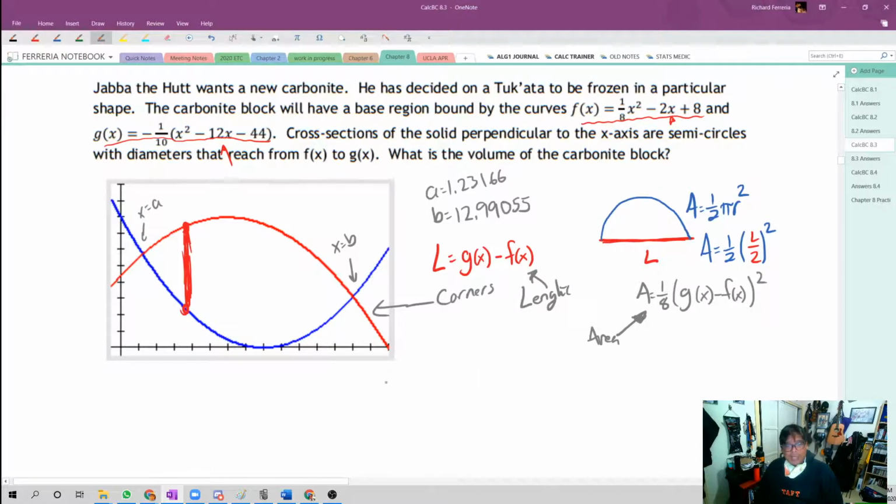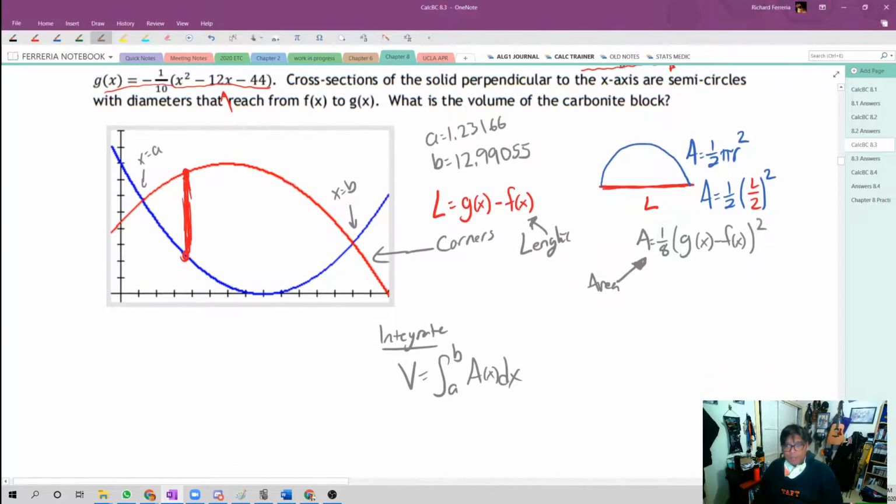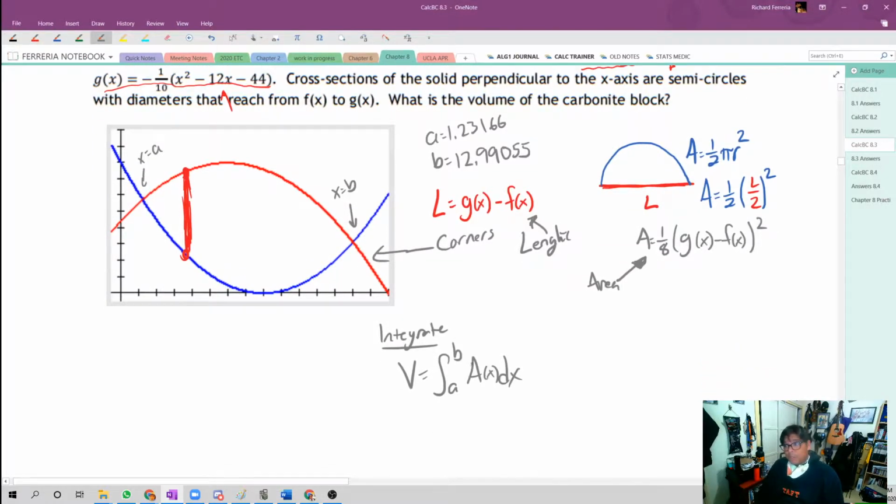And so the last thing is to integrate. So the volume is going to be the integral from a to b of the area formula dx. Same formula for every volume that we do in section 8.3. Now, I know what A is. I already wrote it down, it's up here. Same thing with B. B is up here. Now, the area formula is 1/8 of g of x minus f of x squared, and of course, dx.